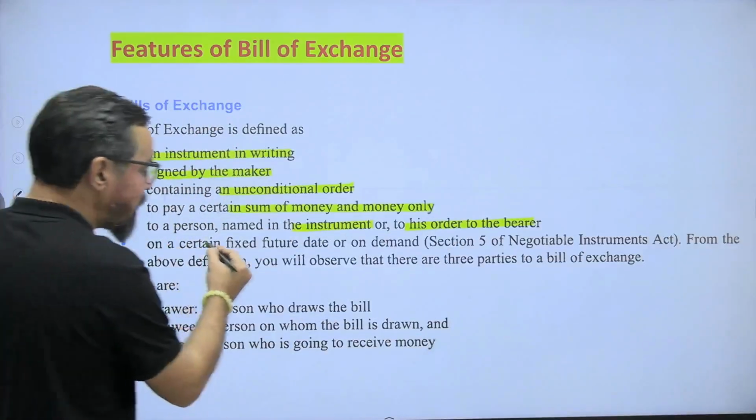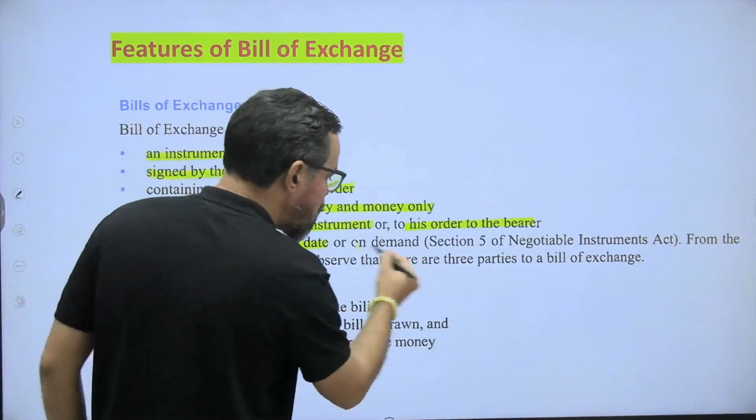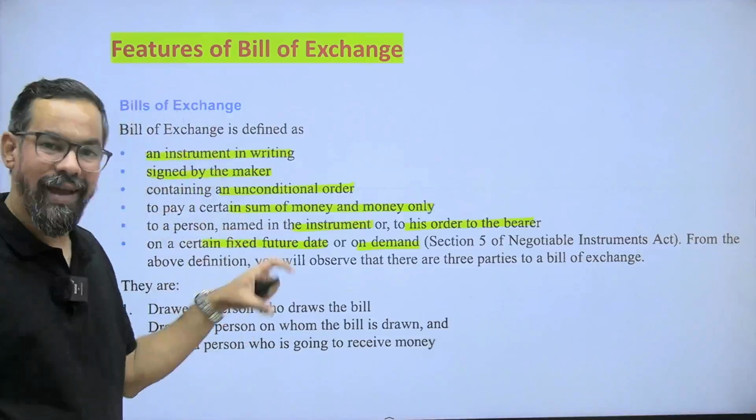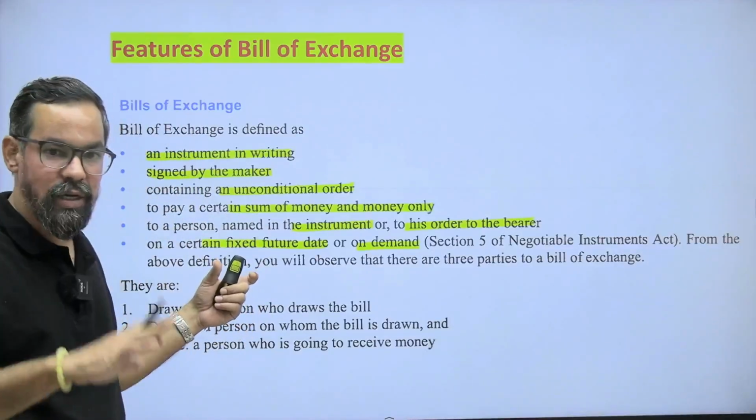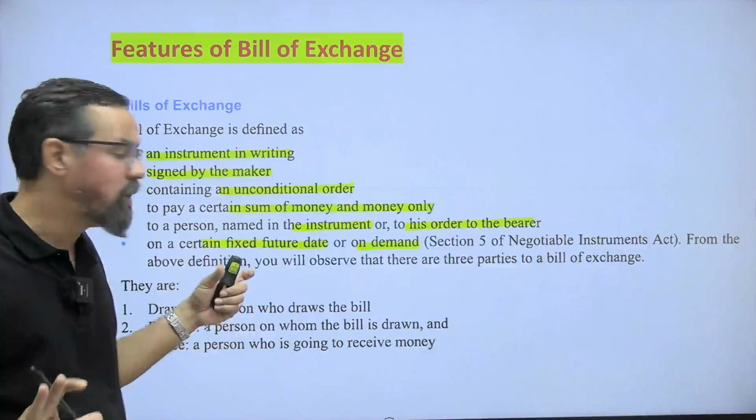On a certain fixed future date or on demand, so it can be usance, or it can be demand. Demand is at the time of presentation, when they have to make the funds available.